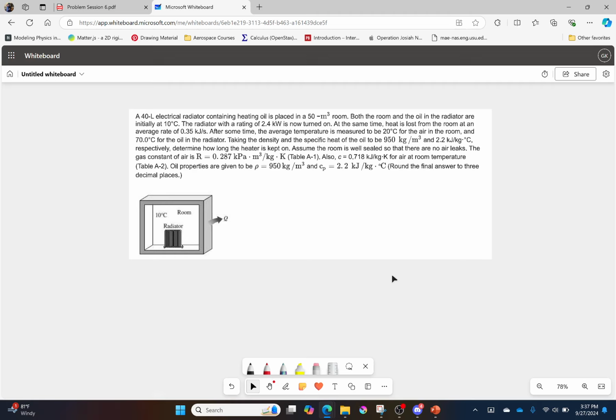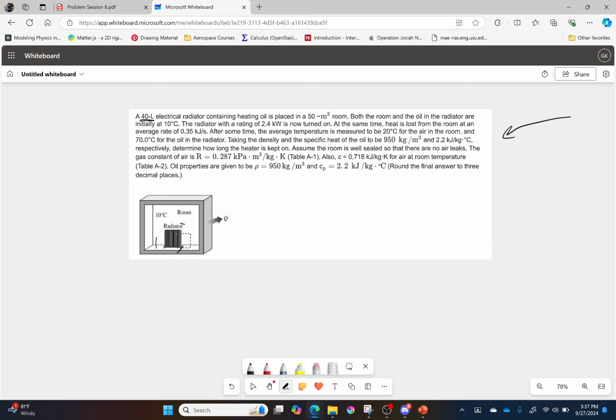Hi everyone, welcome back. So let's try out some problems here. Some big problems. They gave us a book to read. What in the world? Well, we'll go through it one step at a time and then we can go from there. So what we have here is a 40 liter electrical radiator right there.